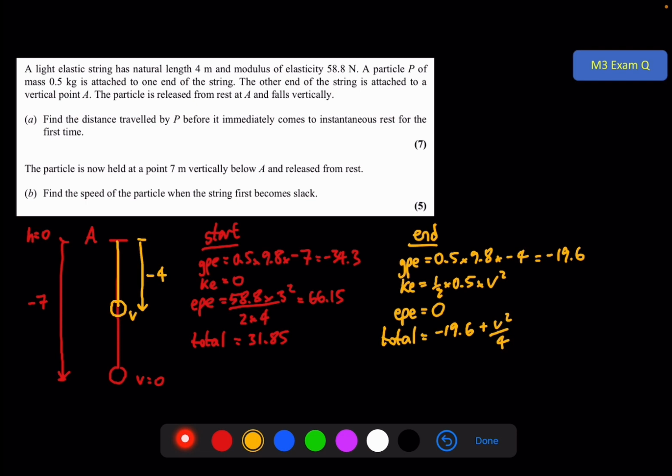Again, as we form our equation, there's no energy being added or subtracted from the system, so this must equal this. 31.85 is equal to minus 19.6 plus v squared over 4. Solving for v gives a final answer of 14.345, but because we've used g, to two significant figures, 14 meters per second.